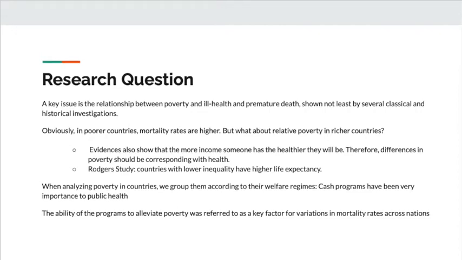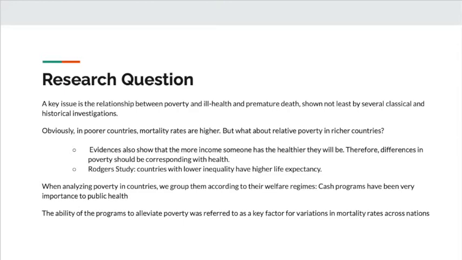The relationship between income and health indicators was shown by many studies, such as the Rogers studies, that indicate that countries with lower inequality have higher life expectancy. One of the important particularities of this research is how they address this relation between relative poverty and mortality rates with attention to welfare regimes.